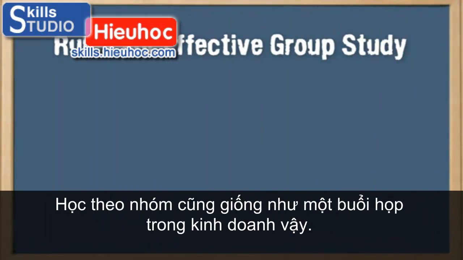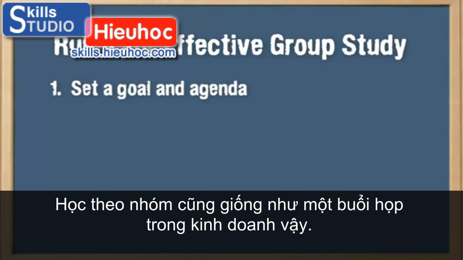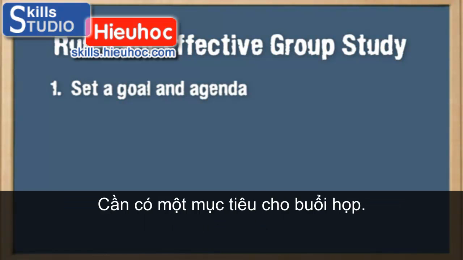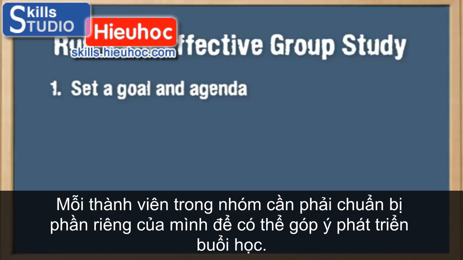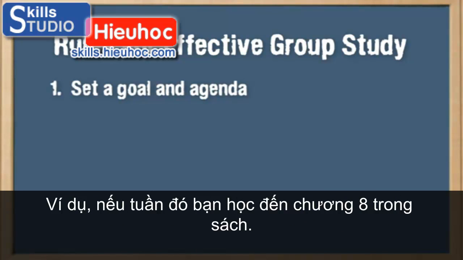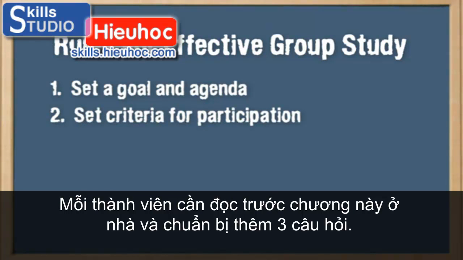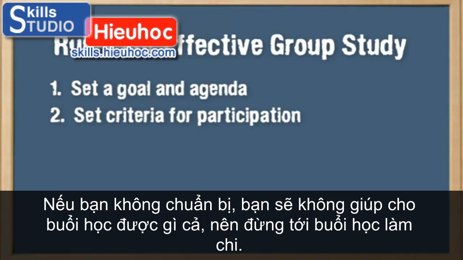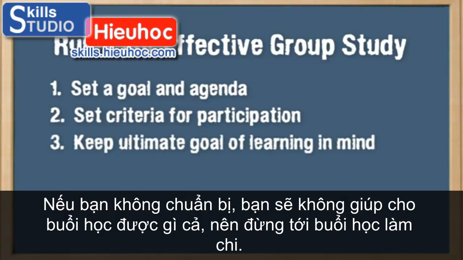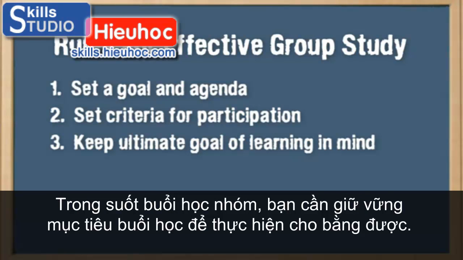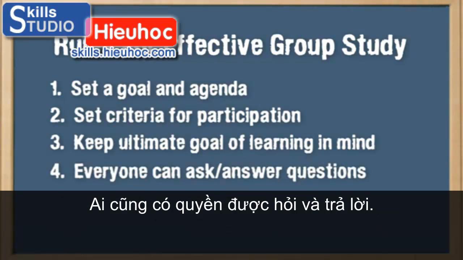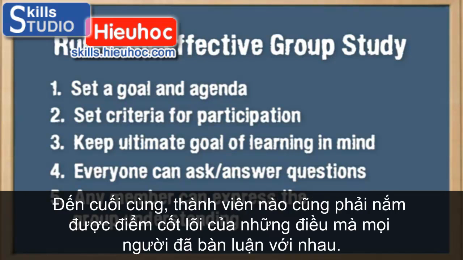First, remember group study is a business meeting. Like all business meetings, there should be a goal for the meeting and an agenda. Everyone should come prepared and ready to contribute. So, set a goal for the meeting. For example, we'll review Chapter 8 of the textbook. Set conditions for participation. Everyone should have read the chapter and have 3 questions ready to ask about it. If you aren't prepared and can't contribute, then don't come. Everyone keeps the ultimate goal of learning in mind. Everyone has a chance to ask and answer questions from other group members. The result should be that any member can express the understanding of the whole group.